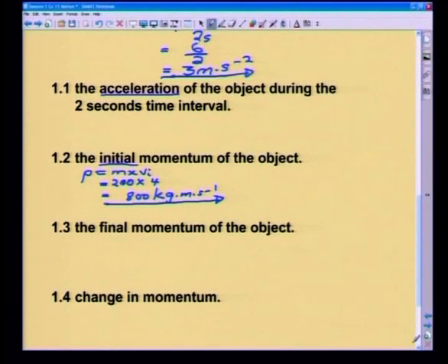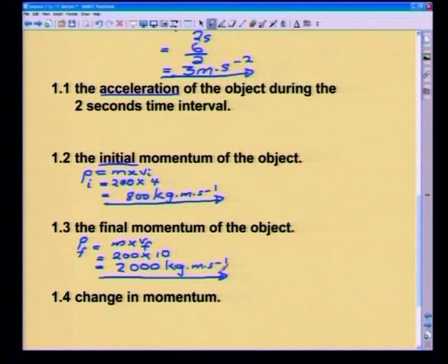It says here again, calculate the final momentum of the object. Very nice one. Again, P final. P final will be given by mass times velocity final. That will be equal to, mass remains the same, it's 200 kilograms, times, what is our V final? Our V final is 10 meters per second, and therefore that will be equal to 200 times 10, and that gives you 2,000 kilograms meters per second.